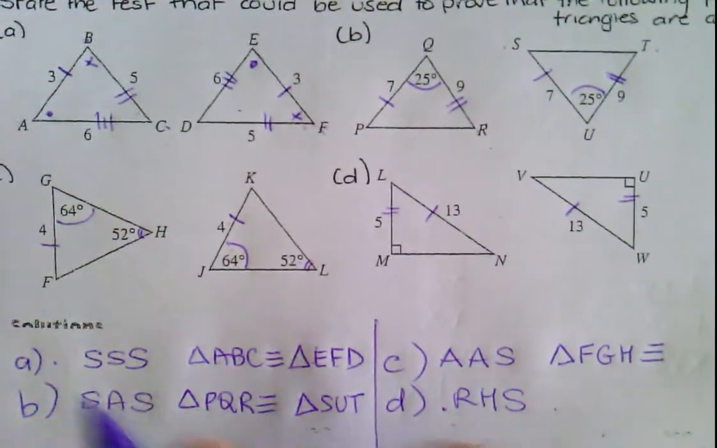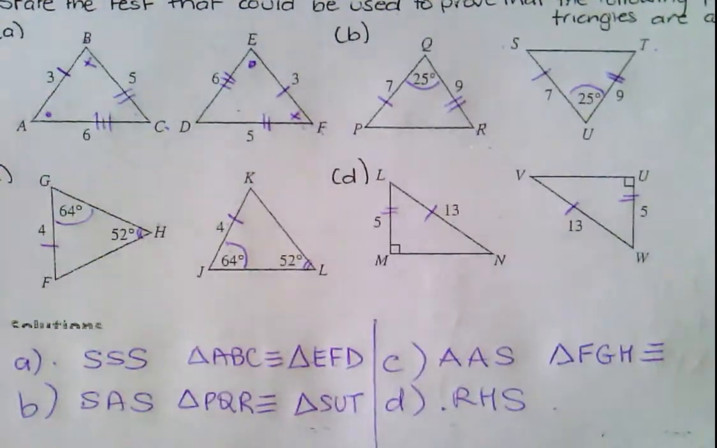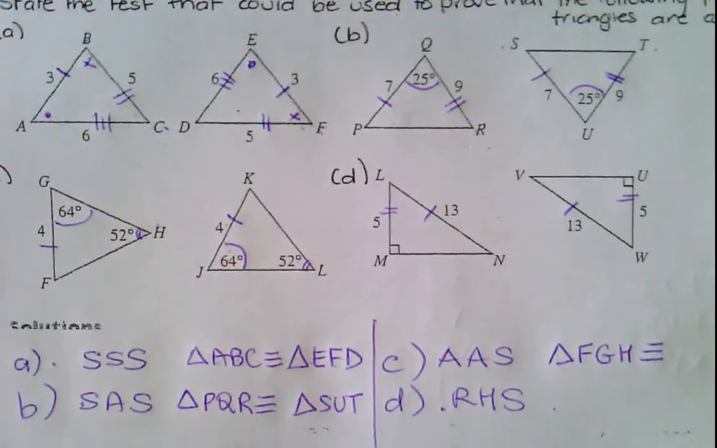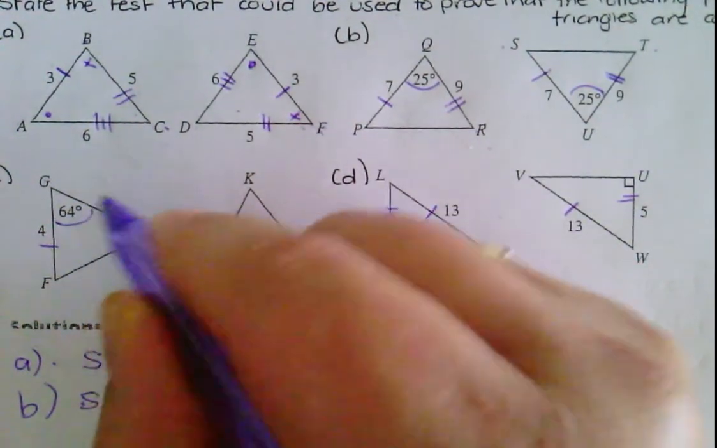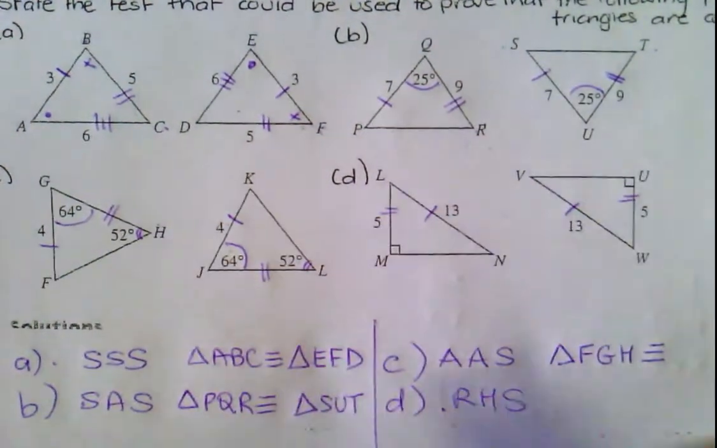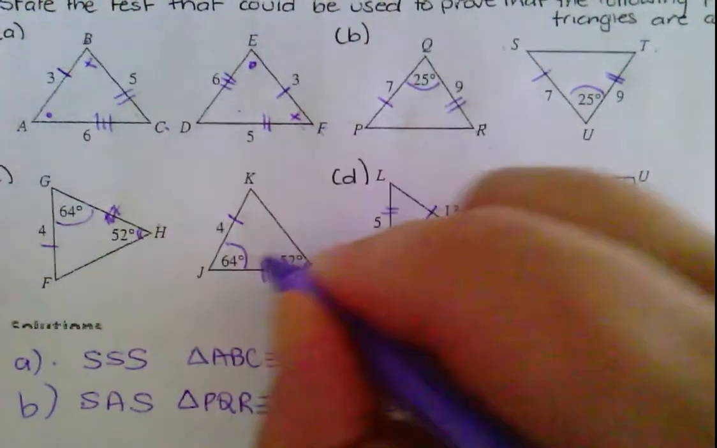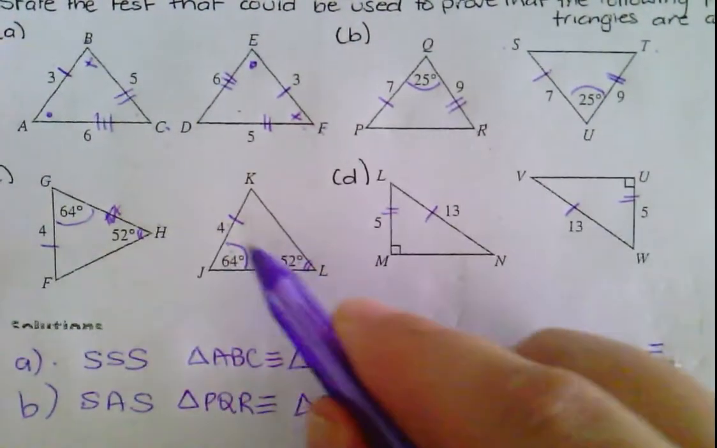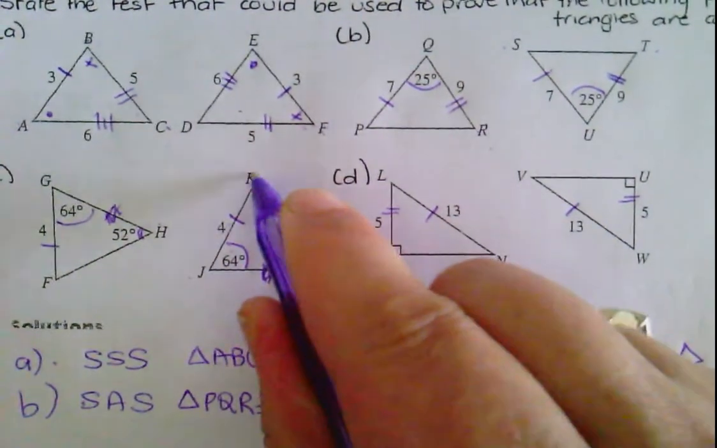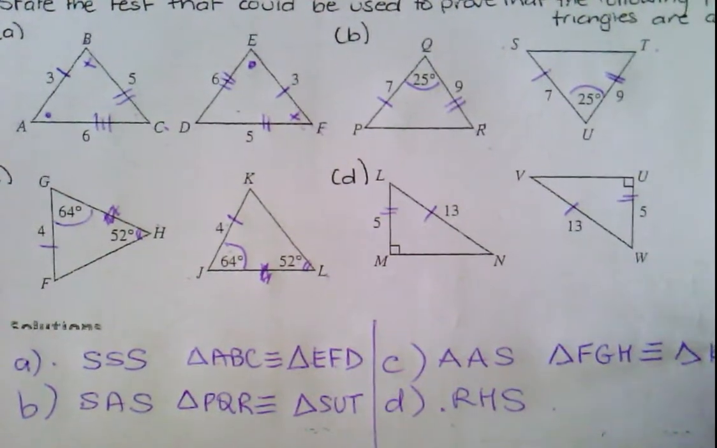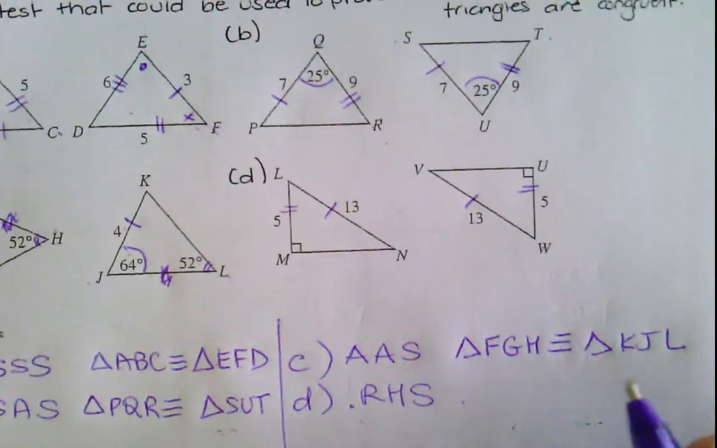F-G-H. F-G-H is along the side with 4 and then along the side between 64 degrees and 52 degrees. So the order FGH along the side with 4 and along the side with, actually I'm going to put double dashes there because that side is between 64 and 52. All right? I mean, not that it's needed for the proof. All right, so we're going along the side with 4 and then along the 64, 52. What's the order? K, J, L. Get it? And the last one, K, L, M, N.